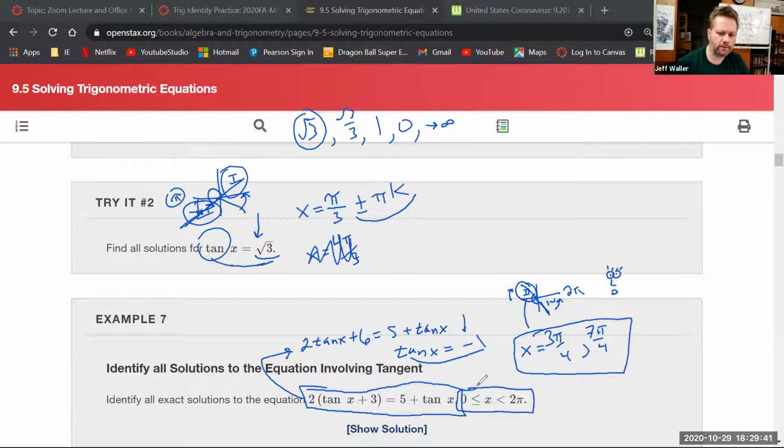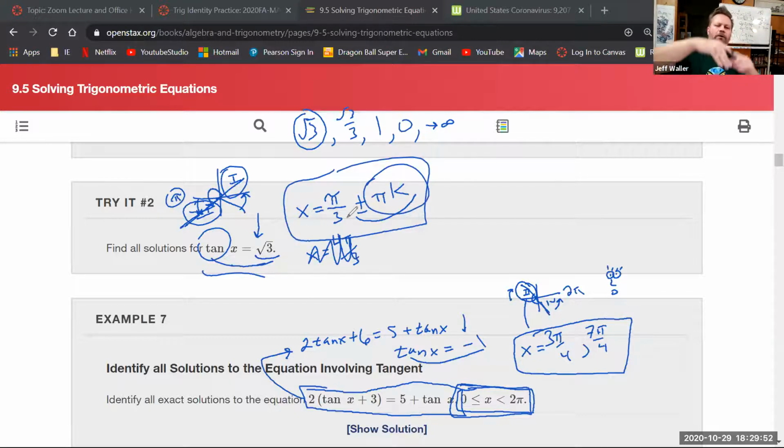So some of the problems are going to ask you specifically, find only the answers between this and this. And then some of them don't say that. So you better give me some kind of plus pi k or 2 pi k or something, right? All right. So let me clear all this.